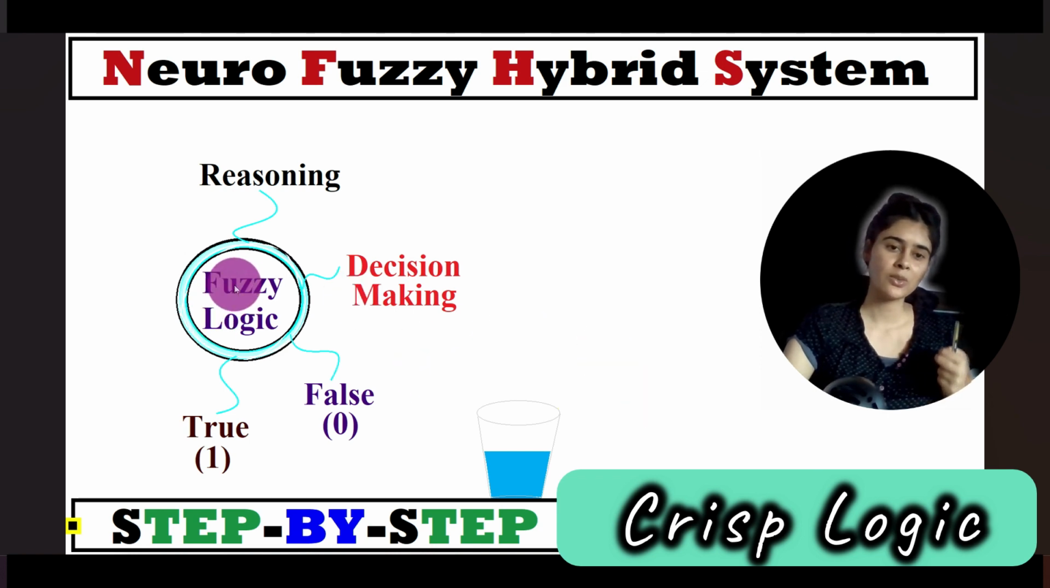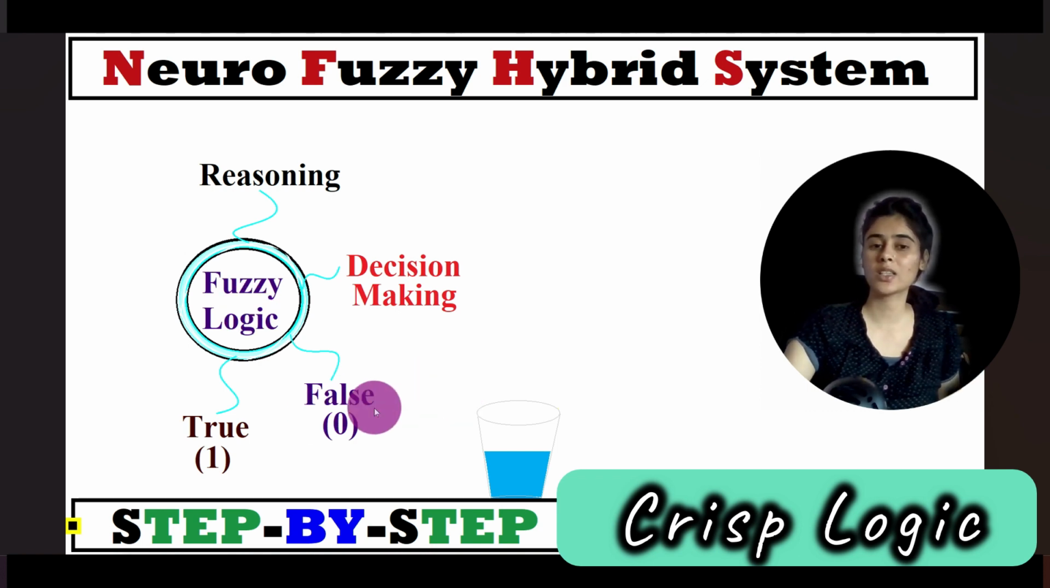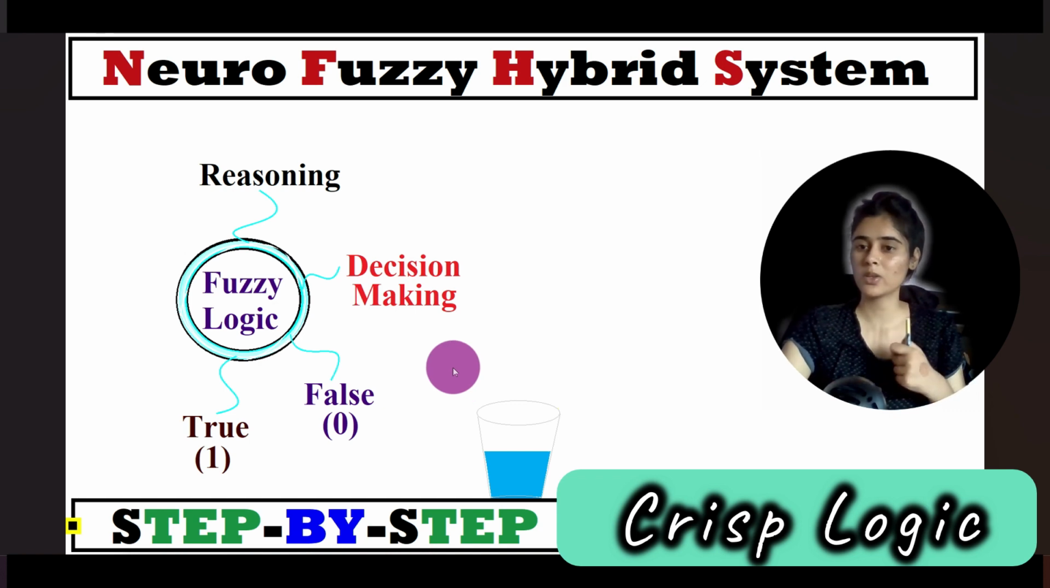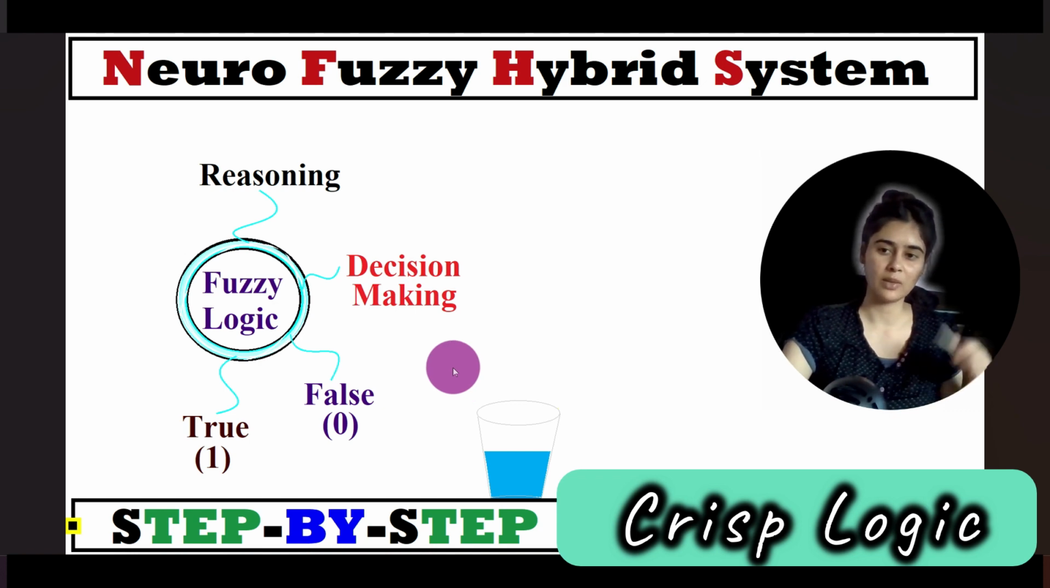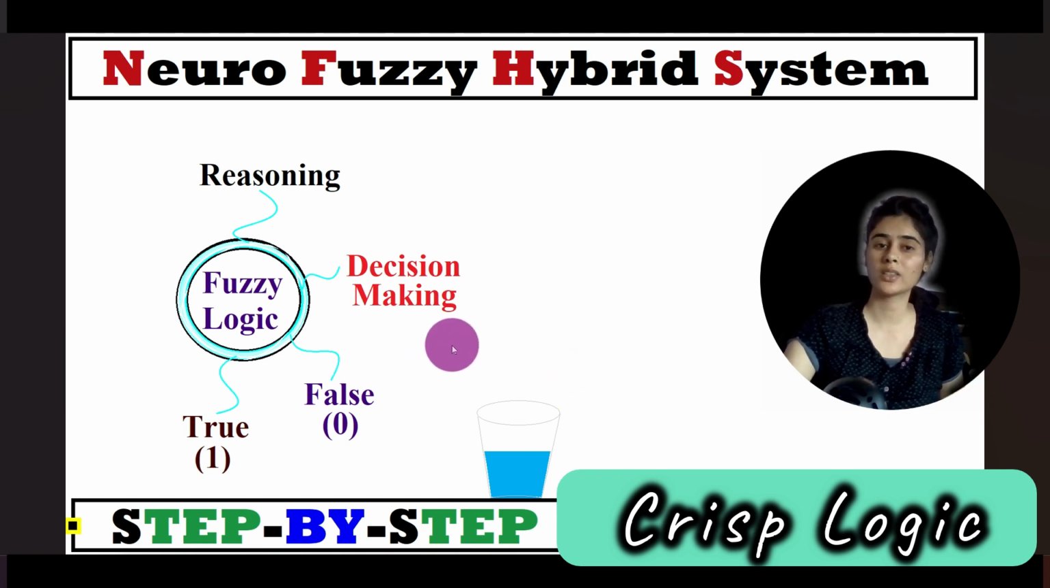That's why fuzzy logic is often considered better than crisp logic, because in the traditional logic the decisions are made only on the exact conditions. True or false, there is no prediction in between true and false. So in crisp logic there is no room for the partial truth.